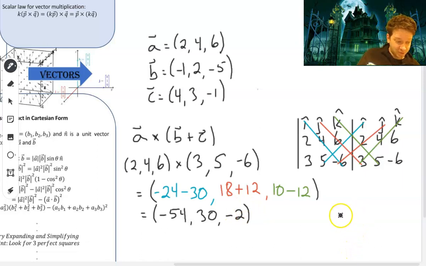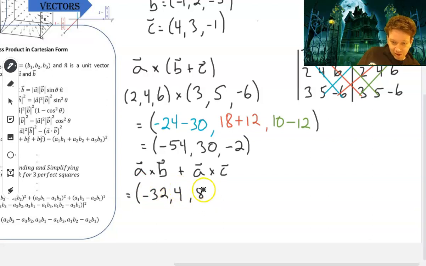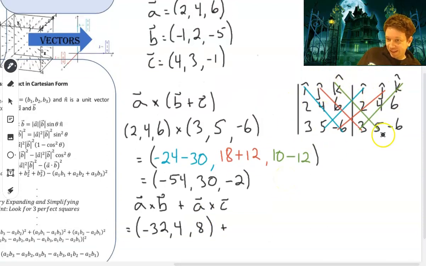Now what we need to do is figure out what A cross B is and add that to A cross C. Now A cross B we did in the first part of the investigation. We actually know what that is. It turned out to be negative 32, 4, and 8. Now what I want you to do is pause the video here, and I want you to try this method again and do A cross C. Okay, so I'm assuming you've paused the video and you've tried it. So if you did A cross C, you should have gotten minus 22, 26, and negative 10.